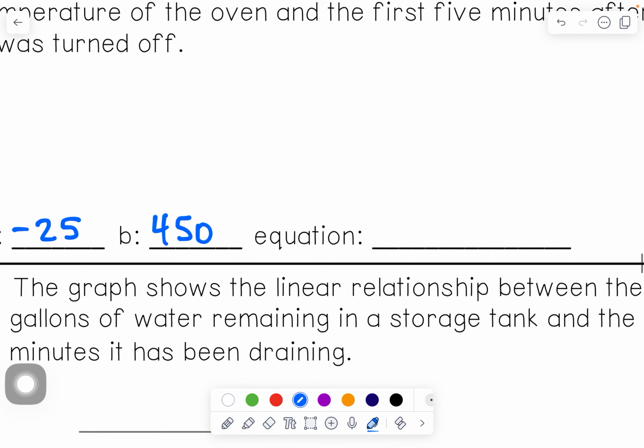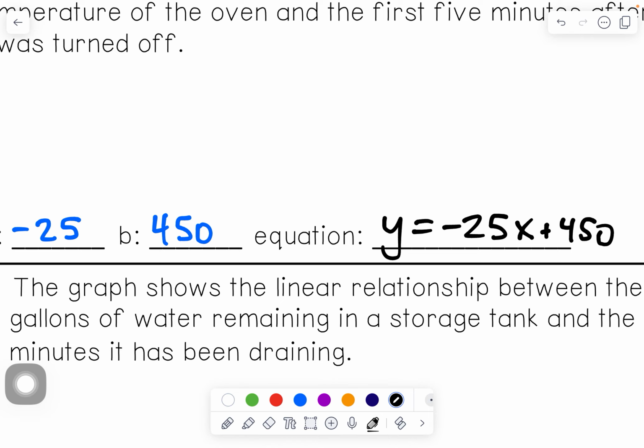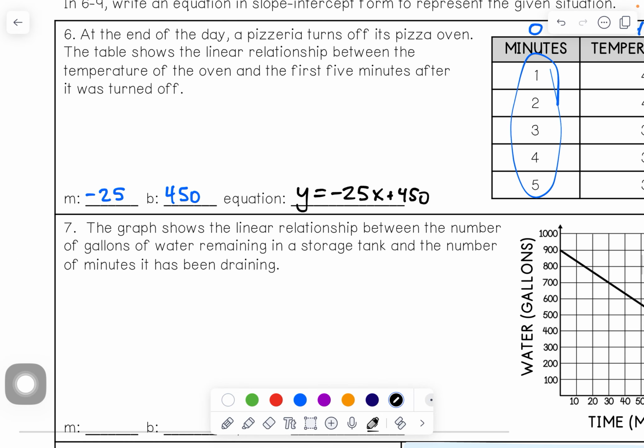And if I plug those into my equation, I'll have y equals -25x plus 450. All right, so -25 is the m, the 450 is the b.